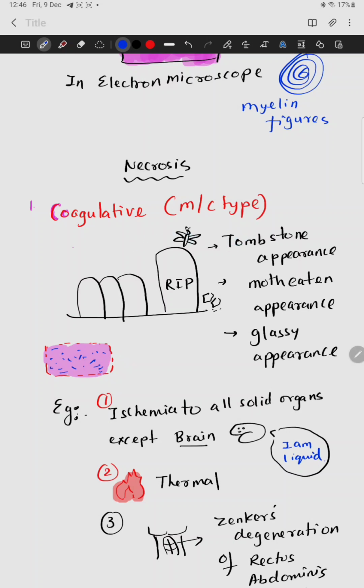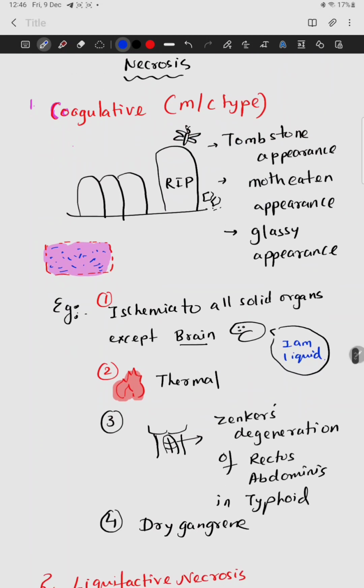Even whatever breakdown is happening, the cell membrane is intact. That is coagulative necrosis. An example, since I told you it is solid: what all are solid? Most of the organs, right? So ischemia to all the solid organs except the brain, where you want it to be like liquid. I am liquid, that's what the brain is telling over here. So liquefactive necrosis occurs in the brain, right? Neuroplasticity. You don't want it to be solid. So remember, ischemia to all the solid organs except the brain.